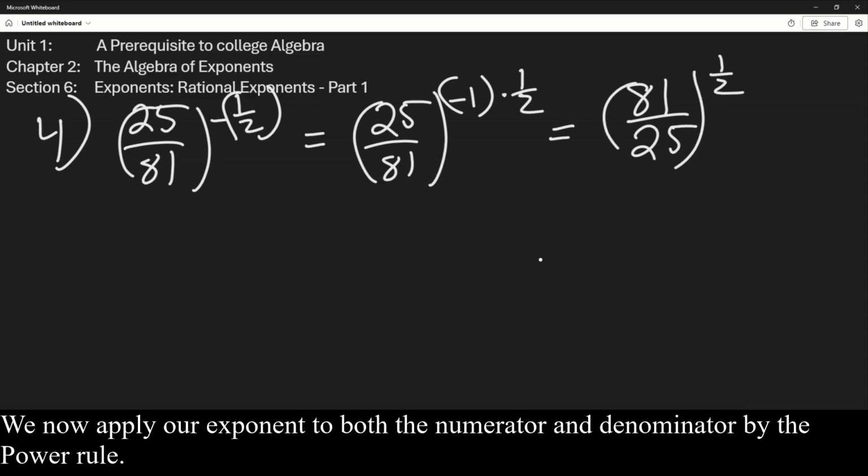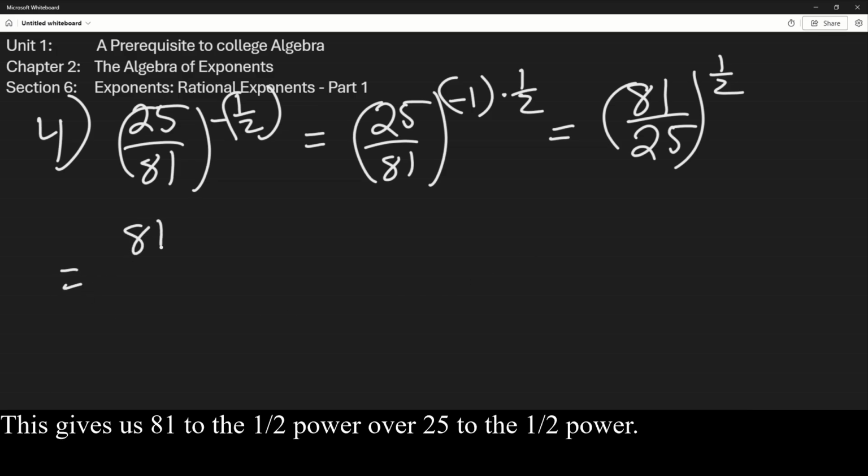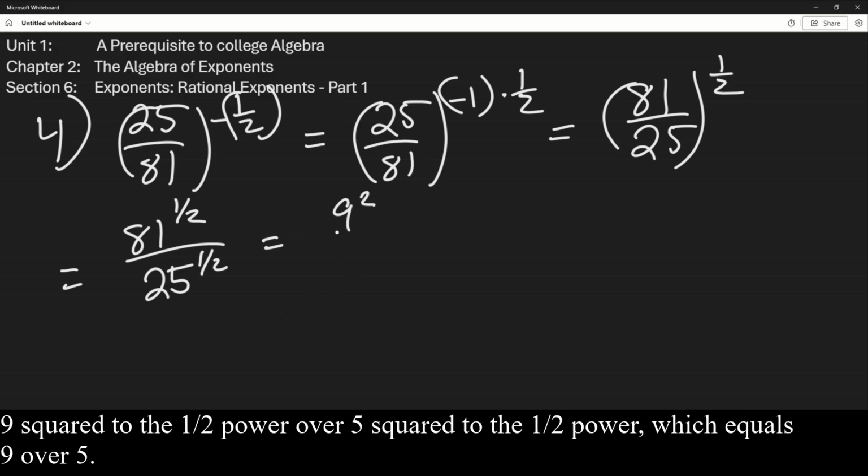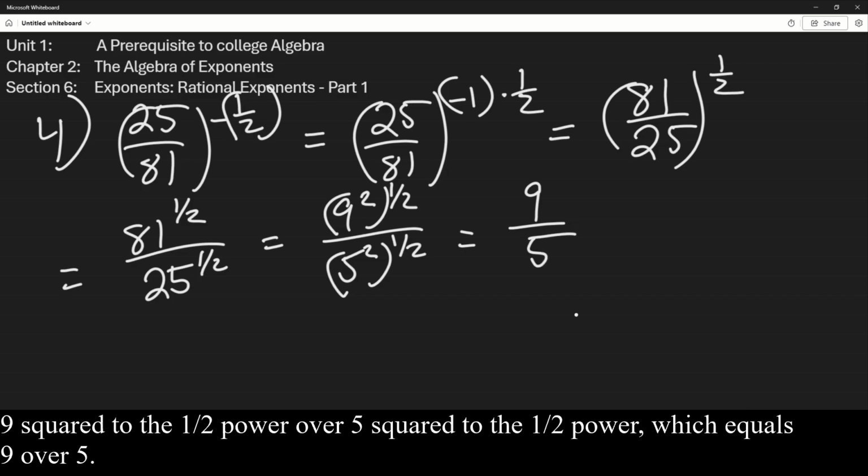We now apply our exponent to both the numerator and denominator by the power rule. This gives us 81 to the 1/2 power over 25 to the 1/2 power. Recognizing the roots in our expression, we'll rewrite and simplify: 9 squared to the 1/2 power over 5 squared to the 1/2 power, which equals 9/5.